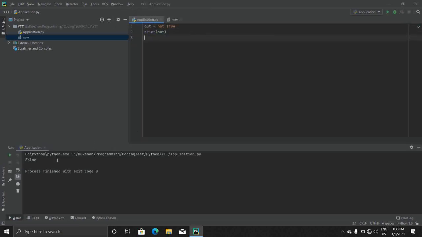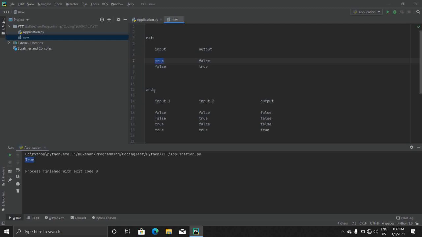Now you can see it gives us false. We give true as input and we get output as false. When we put this as false, we get true. Yes, we get true.